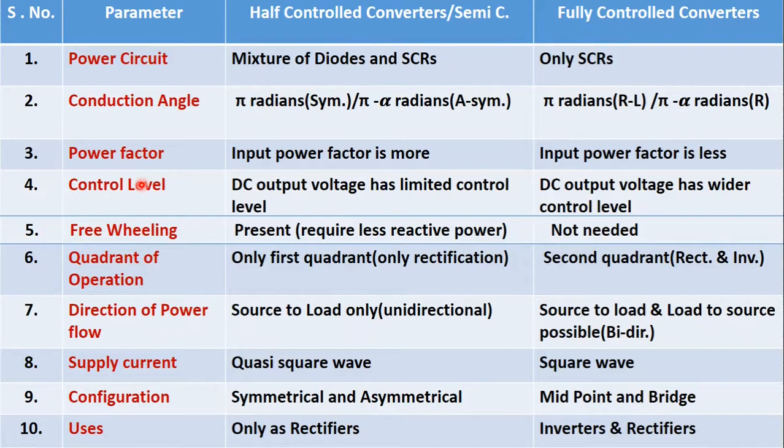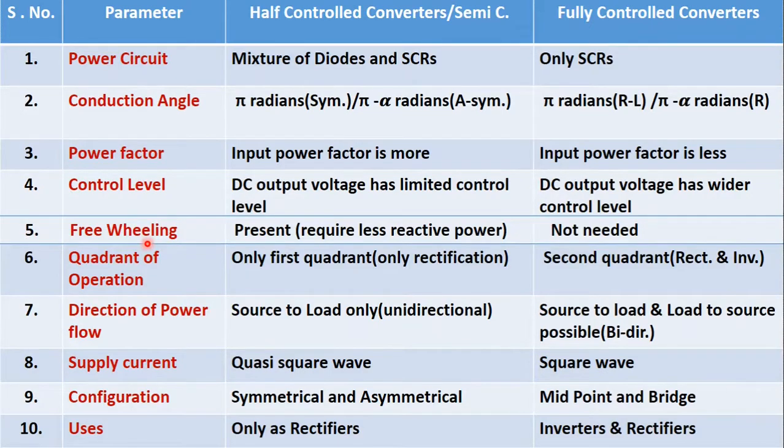Third one is power factor. The input power factor of half controlled converter or semi-converter is more as compared to fully controlled converter, whereas the input power factor of fully controlled converter is less than the semi-converters. Fourth one is control level. In the semi-converter, the DC output voltage has limited control level, whereas in the fully controlled converter, DC output voltage has wider control level.